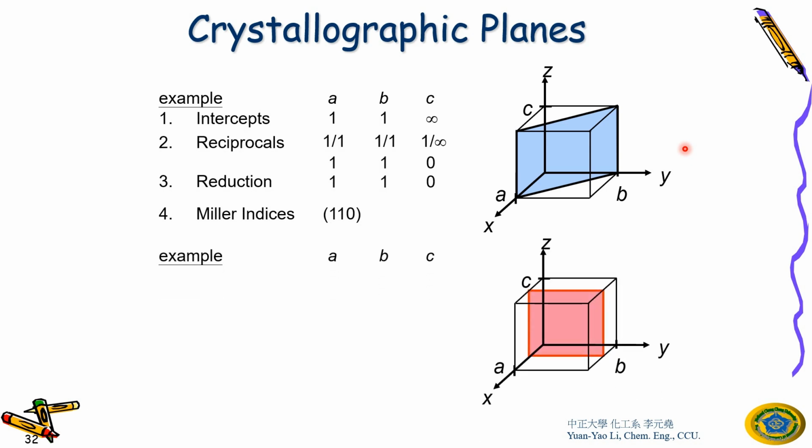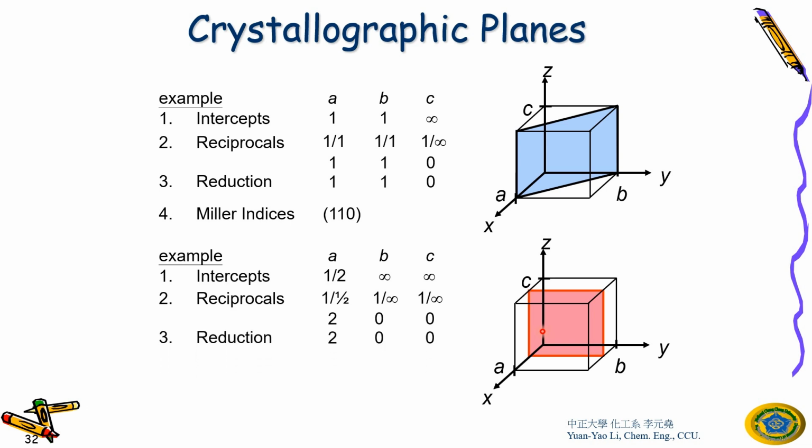How about this one? Half of A, infinite of B, infinite in y-axis, infinite in z-axis. That will be half A, infinite. Okay, reciprocals and 2, 0, 0. So 2, 0, 0 and parenthesis 2, 0, 0 parenthesis. So please practice this, okay? And then this might be the Kahoot next Friday.